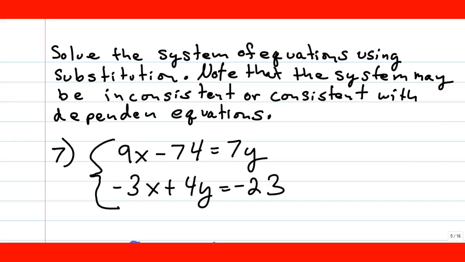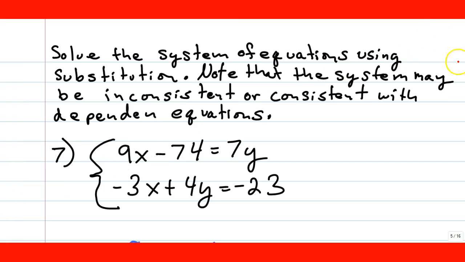Intermediate Algebra Mid-Course Assessment, Questions 7, 8, and 9. For question number 7, the instructions read, solve the system of equations using substitution. Note that the system may be inconsistent or consistent with dependent equations.